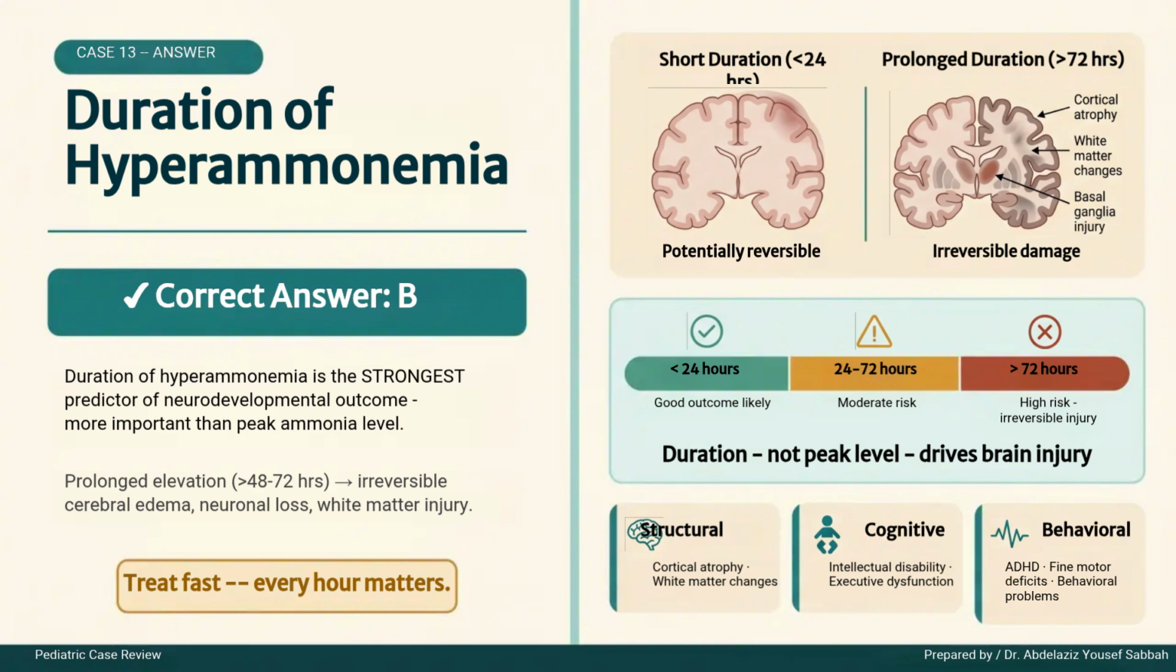Under 24 hours, a good outcome is likely. Beyond 72 hours, the risk of irreversible injury is high. So neonate A, despite a real crisis, has the better prognosis because the ammonia was cleared fast. The clinical message is simple: treat fast. Every hour matters. Case 14.